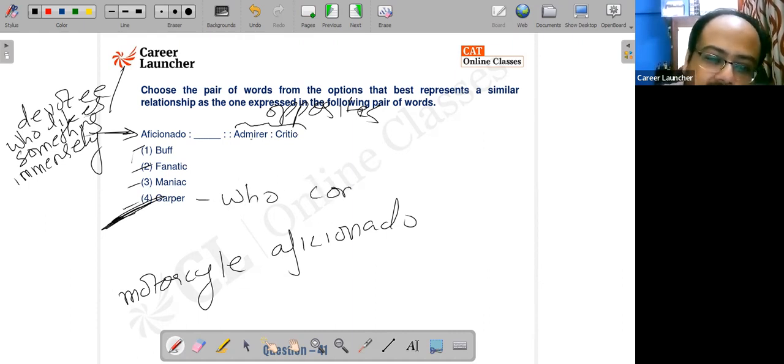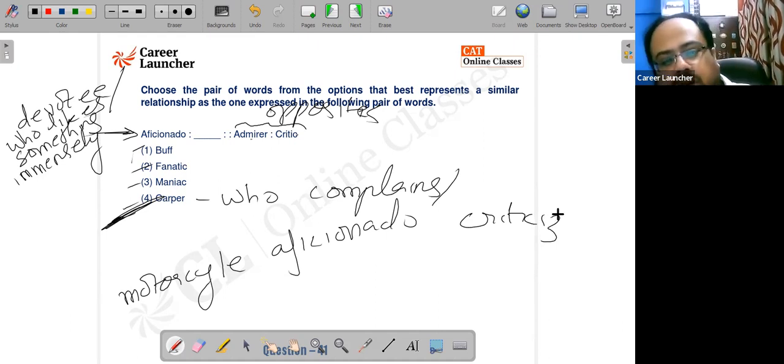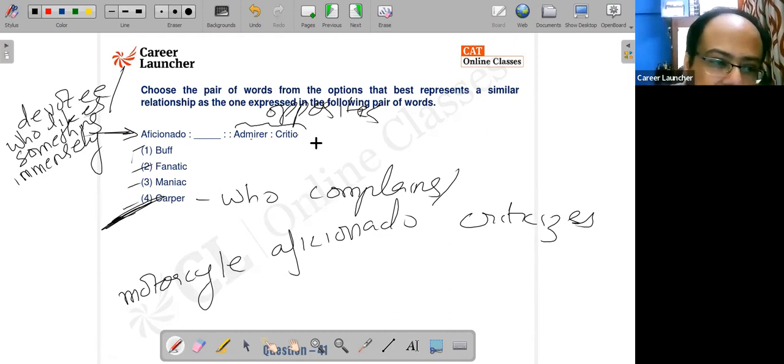Carper is a person who complains or criticizes. Carp means to complain. So carper is a person who complains or criticizes. The word buff, please make a note, is the same as aficionado. It has other meanings as well, but in the context of this question, it is the same as aficionado, a person who is a fan. A person who likes something a lot or someone a lot.